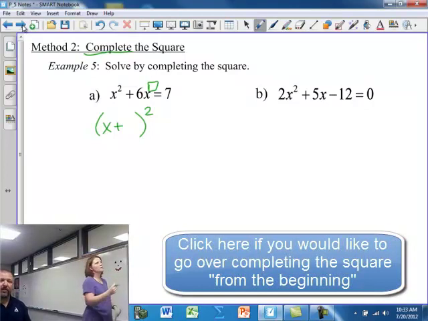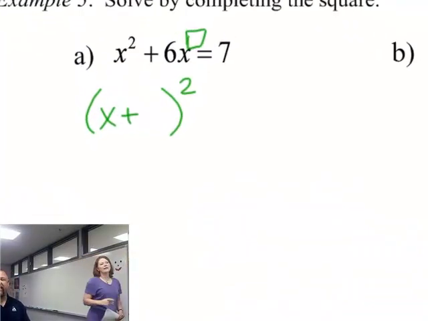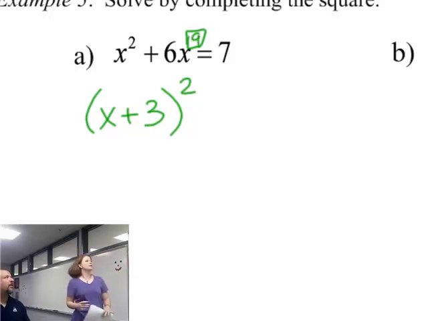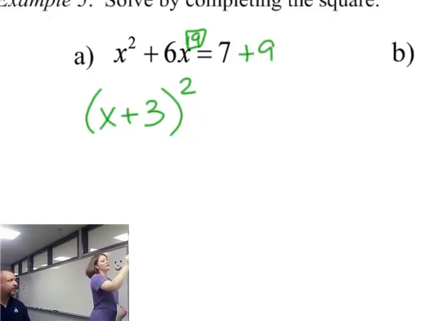But for right now, we're not going to go through the process of how to do it. Basically, we need half of 6, which is 3, and the number that's missing is that number squared, which is just a 9. So now I've unbalanced my equation. If I'm going to pop in a plus 9 there, I have to pop in a plus 9 here.